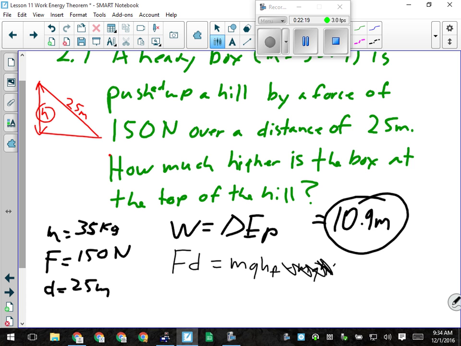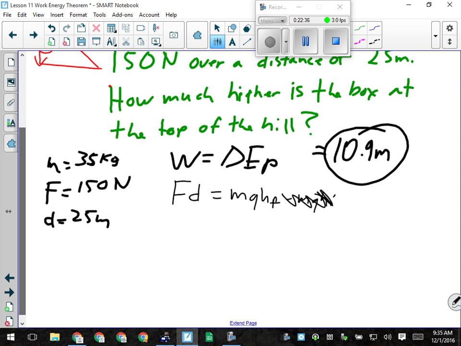Okay, if I'm just lifting this to the top, this is what I'm doing. I have to exert the force of gravity, m times g, over the entire height of the ramp, which would be a neat trick because the ramp is 10.5 meters, or almost 11 meters high, and I don't think I could reach that far.